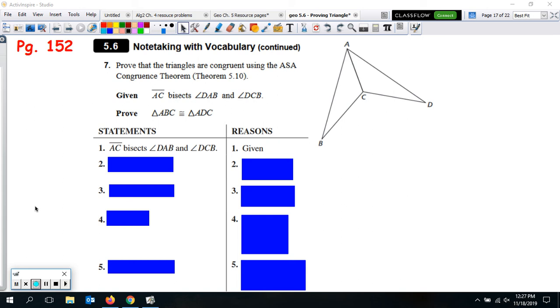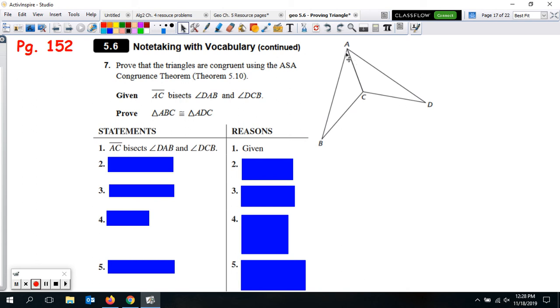Okay, so problem number 7, here's our proof that we're going to be putting down. So we have this diagram over here in the given part. Always the given is going to be our first statement. In fact, you can put that down for number 1, that segment AC bisects these two angles, DAB. So DAB is this angle up here. This one's being bisected right here, and also the angle DCB down here. This one is also bisected as well, so it goes right through the middle of that angle.